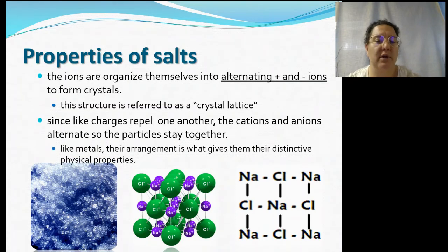So ions in a salt will organize themselves into alternating positive and negative ions to form crystals, which will be referred to as a crystal lattice. Now, since like charges repel each other, the cations and anions alternate so the particles can stay together. So, like metals, this arrangement is what gives them their distinctive physical properties of being able to dissolve in water, as well as being brittle.